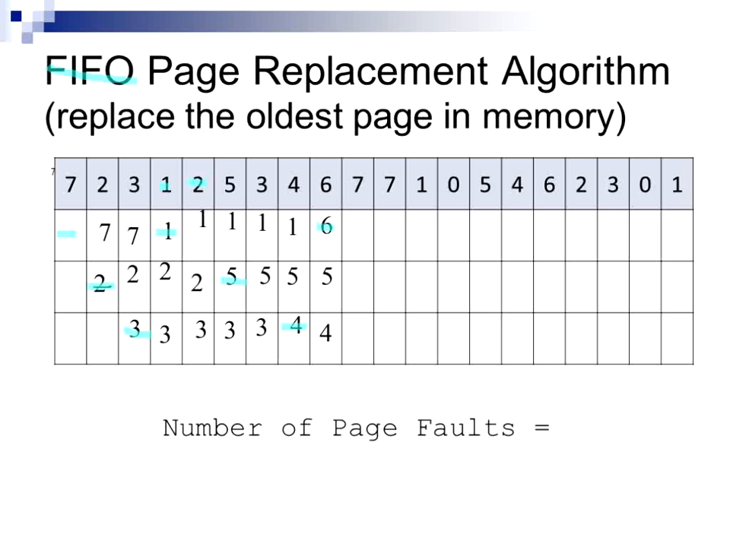So you should be able to complete the remainder of this on your own, and then just count up the number of page faults and tell me how many you came up with. Okay, does everybody see what we're doing here? That is the FIFO page replacement algorithm.